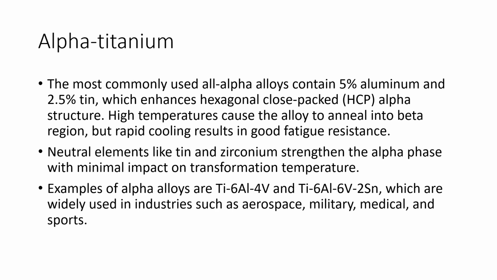The high temperature will cause the alloy to anneal into the beta region, but rapid cooling will result in good fatigue resistance. Neutral elements like tin and zirconium will strengthen the alpha phase with minimal impact on transformation temperature. Examples of these alloys are titanium 6 aluminium 4 vanadium and also titanium 6 aluminium 6 vanadium and 2 stannum, which are widely used in industries such as aerospace, military, medical, and also sports.